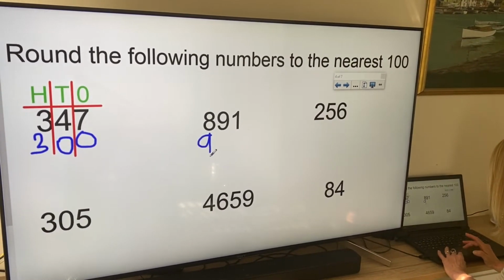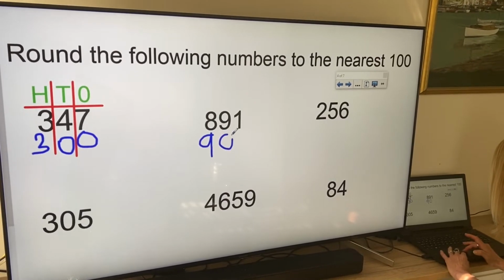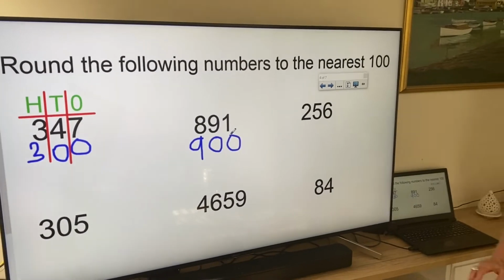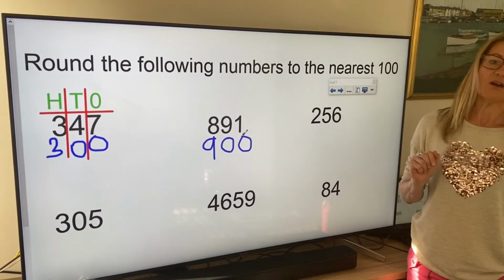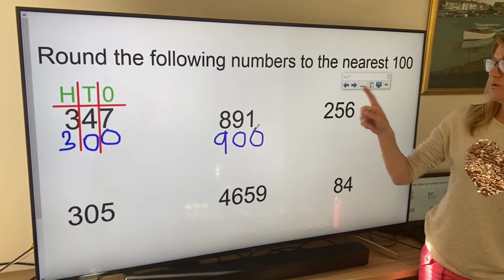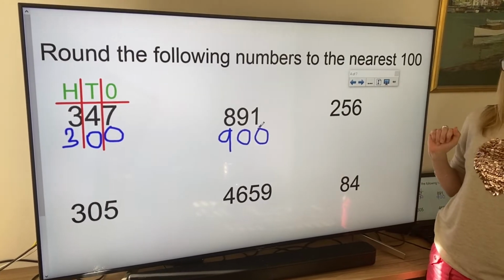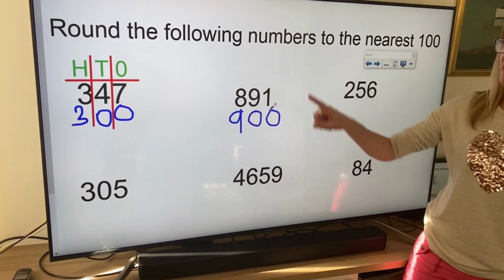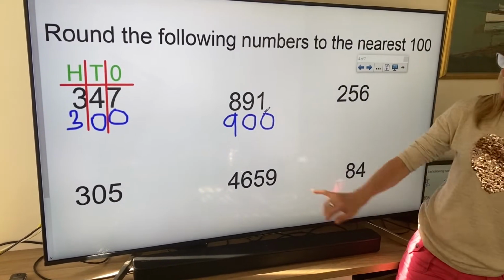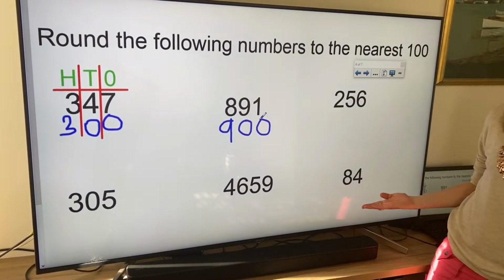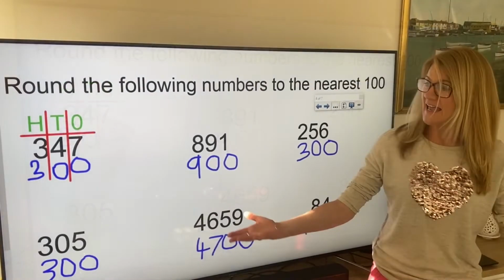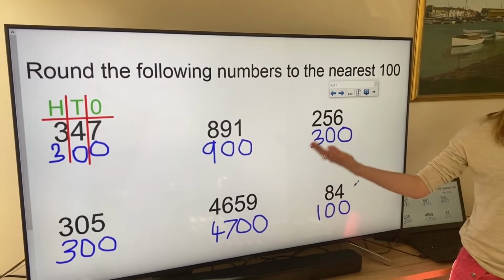Okay, now I know you are all ready with a pen and paper. I'm going to pause the video, you're going to pause the video, and you are going to do the rest of them. Now be careful of this one. It's a big number, but you still follow our rule, the hundreds column. And this one doesn't have any hundreds. So what are you going to do there? Okay, everybody, here are the answers. How did you get on?